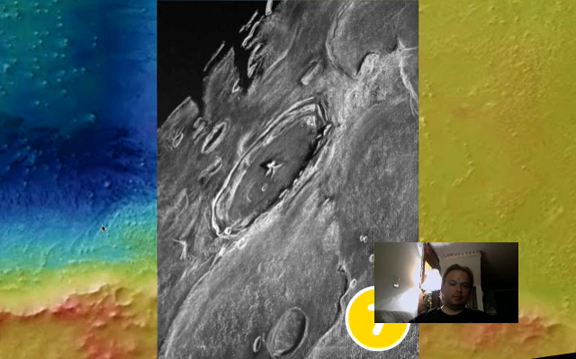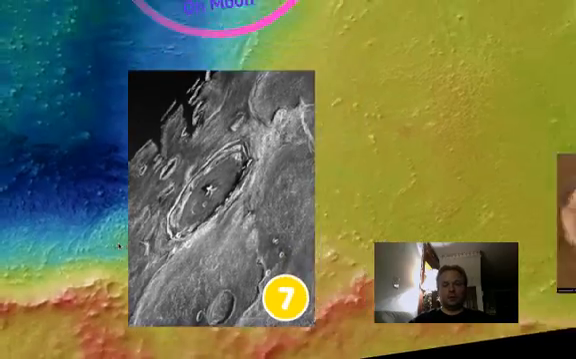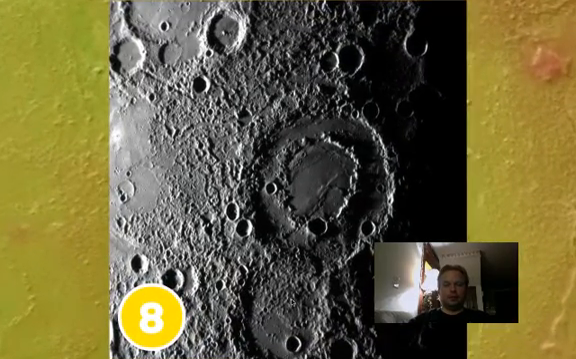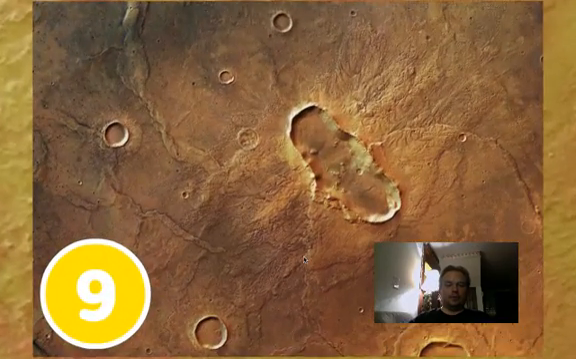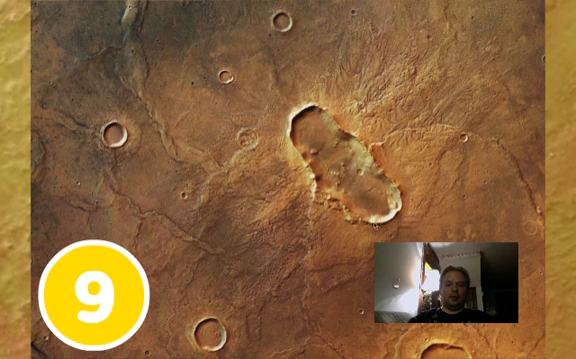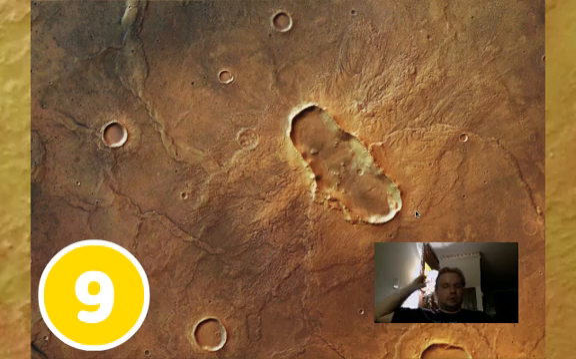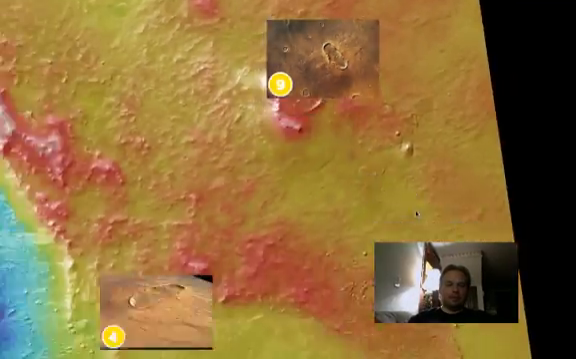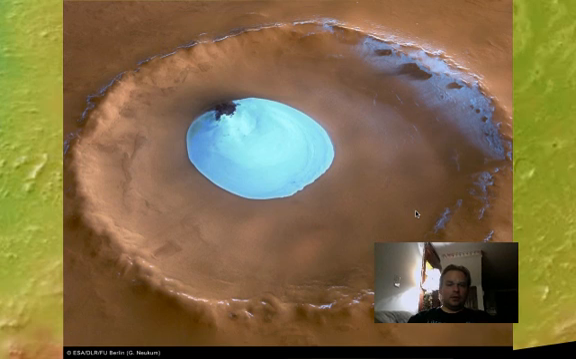Number 7, focusing in on the one here in the center. Number 8, focusing on this crater here. Number 9, again on Mars. Another question I might ask you is, what exactly happened with this particular one? We'll talk about that in class. Bring your notebook paper with your answers to 1 through 9 into class, and we'll discuss them when you get here.